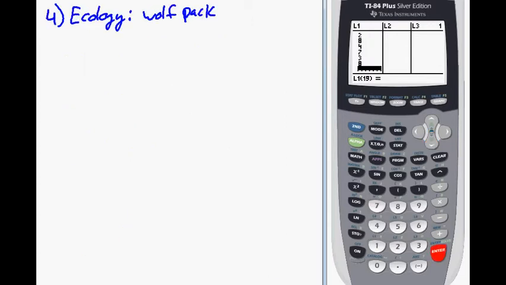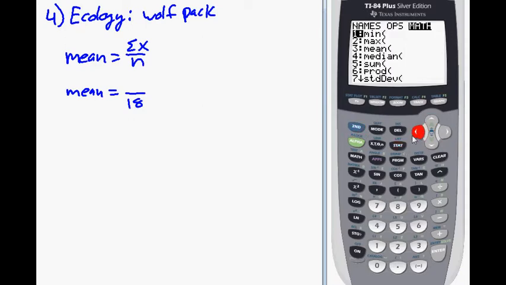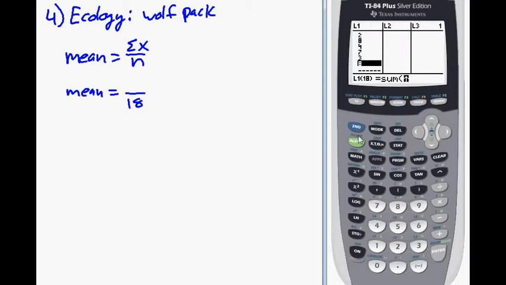In question number 4, we're given information about the size of wolf packs. I've already entered the data into my calculator, so we're simply asked for mean, median, and mode. So we need our sum of values. I can go up, looks like there are 18, so I know n is going to be 18. We can go into math and sum.